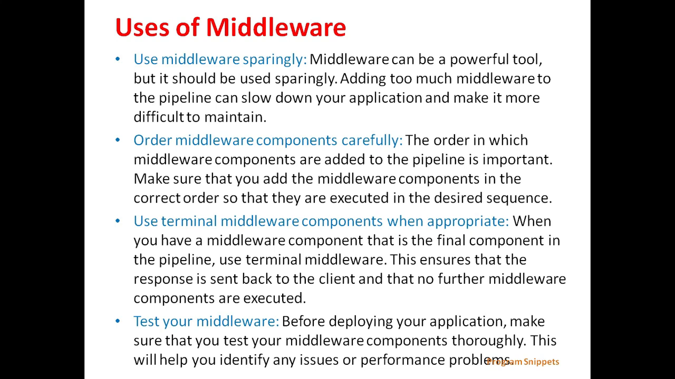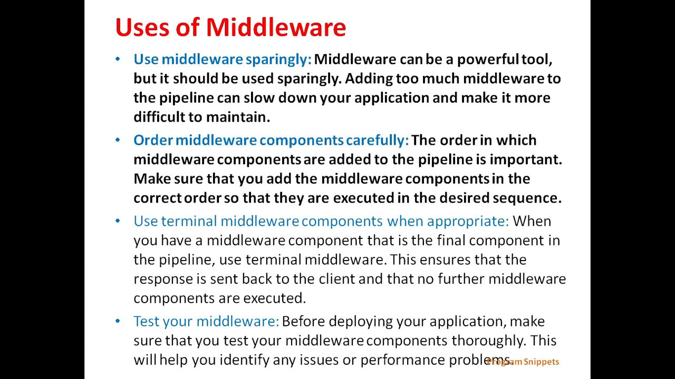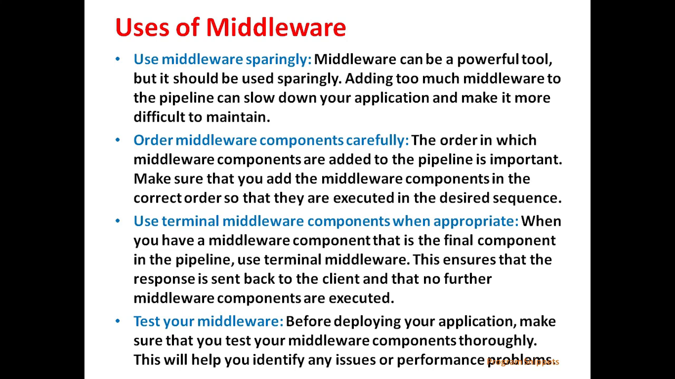Different uses of middlewares are: middleware can be a powerful tool, but it should be used sparingly. Adding too much middleware to the pipeline can also slow down your application and make it difficult to maintain. The order in which middleware components are added to the pipeline is important. Make sure that you add a middleware component in the correct order so that they are executed in the desired sequence. When you have a middleware component that is the final component in the pipeline, use terminal middleware, which ensures that the response is sent back to the client and that no further middleware components are executed. Before deploying your application, make sure that you test your middleware components thoroughly. This will help you to identify any issues or performance problems.